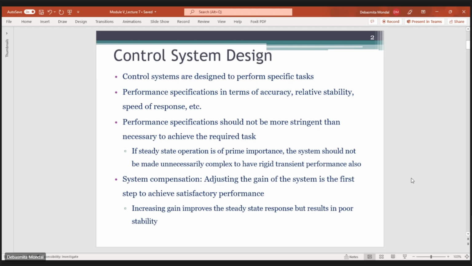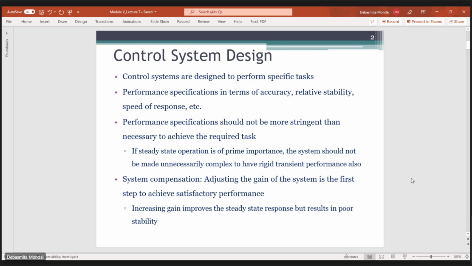Maybe we are not interested in the transient performance. In order to have a good transient performance, we need to modify the controller and the feedback sensor in a different way. Okay, so depending on which performance is of actual importance to me, we would like to keep the control system design as simple as possible.